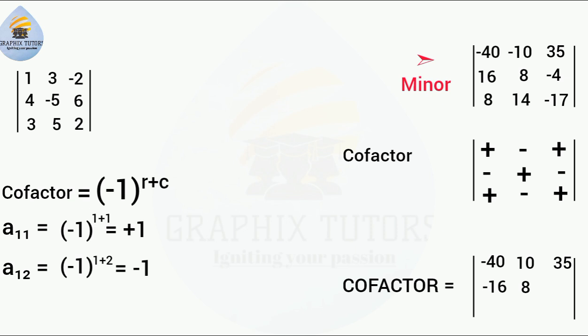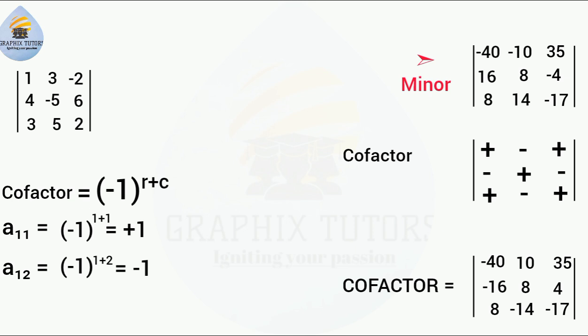Then we have minus times -4, which gives +4. We have 8 times positive, which gives positive 8. We have 14 times minus, which gives -14. Then we have -17 times plus, which gives -17. So what we just did is the cofactor. You get the logic here now? We have successfully calculated the cofactor.